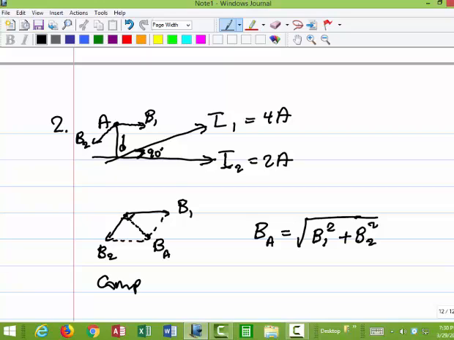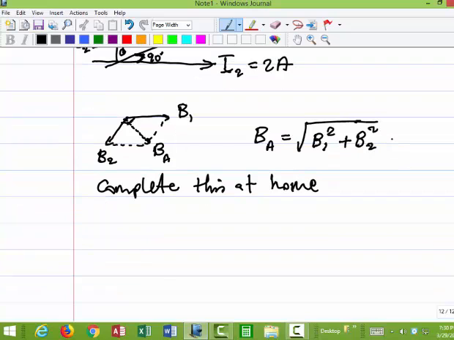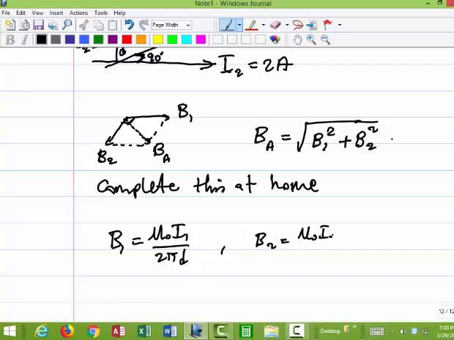Wait, so whenever you find B, just plug that in as I, or do them separate? Yes, do the numbers first. Let's do the numbers first and then plug it in. So find BA first and then plug it in? No, find B1 first and B2 first by using B1. Oh, okay. Yeah, so you're going to use B1. B1 is equal to mu naught I1 over 2 pi D. The D is still the same. And B2 is equal to mu naught I2 over 2 pi D. So solve B1 first, solve B2, then put it into the formula for Pythagoras' theorem to get BA.